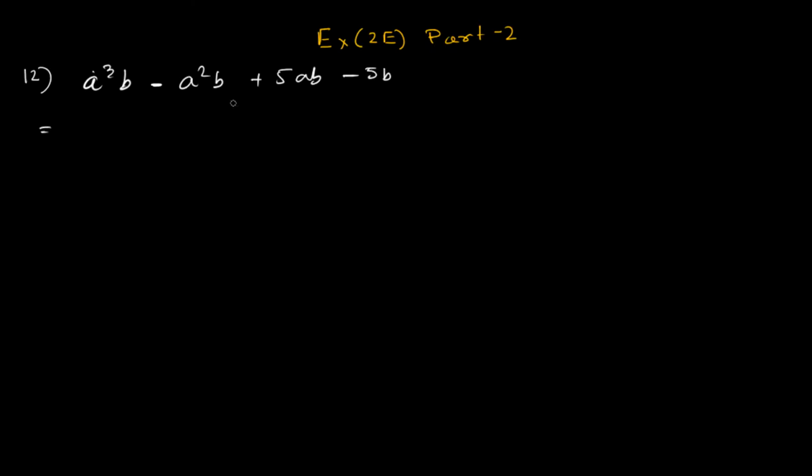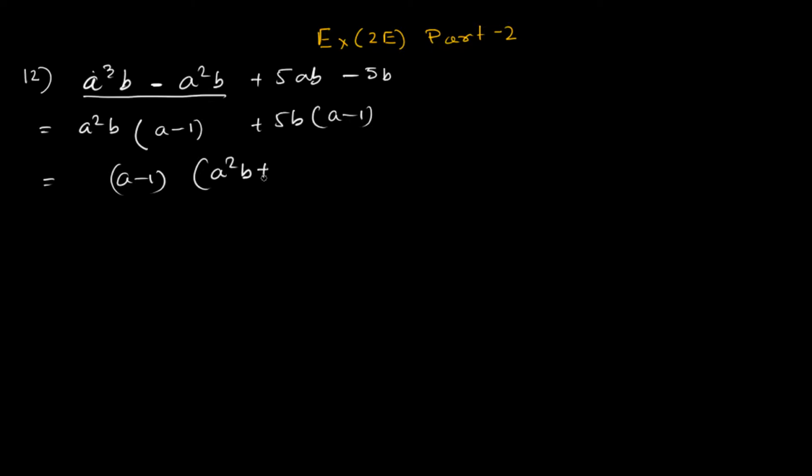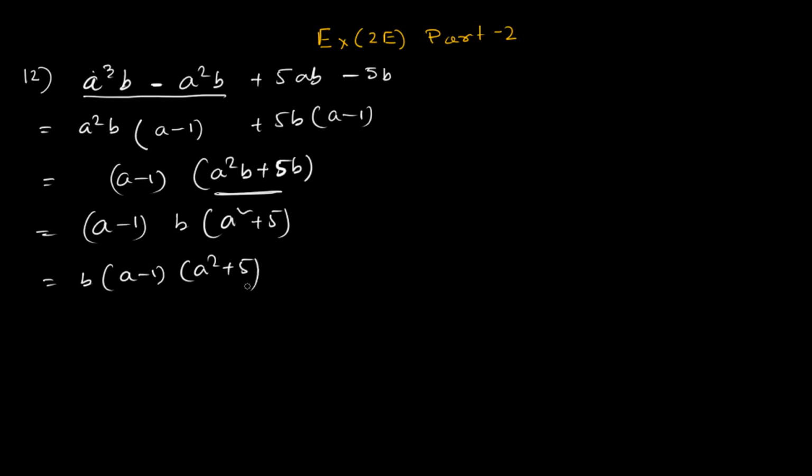Okay, so I can take a square b common from the first two terms. I will be left with a minus 1, and 5b common. I will be left with a minus 1. Again, I can take a minus 1 common, so I will be left with a square b plus 5b. Now you can see from the second part I can take b out, right? So I should do that. So a minus 1 into b, a square plus 5, and if I organize it, then I can write it this way. So that's the question number 12.